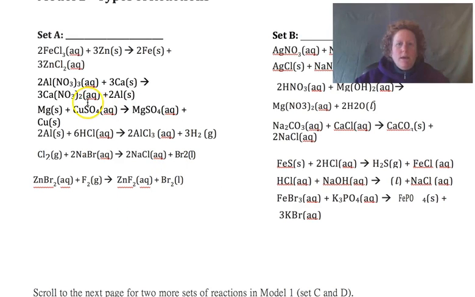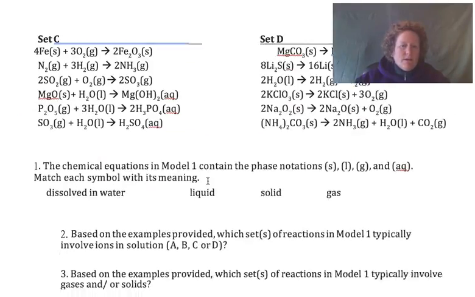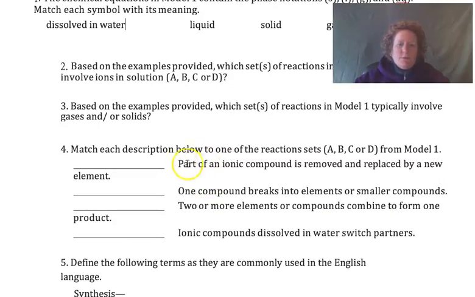So it looks like here under set A, we've got iron chloride and zinc, and then we have just iron as a solid, and we have zinc chloride. So that's good evidence that zinc is switching out for iron. Let's look at this one. So we have aluminum nitrate and calcium, and then we have calcium nitrate and aluminum. So calcium is taking the place of aluminum here. Set A sounds like a good candidate for this first description. I'll let you figure out the rest of them.